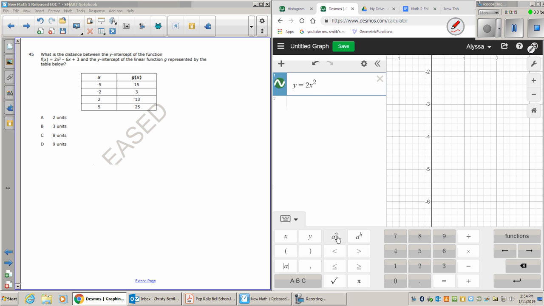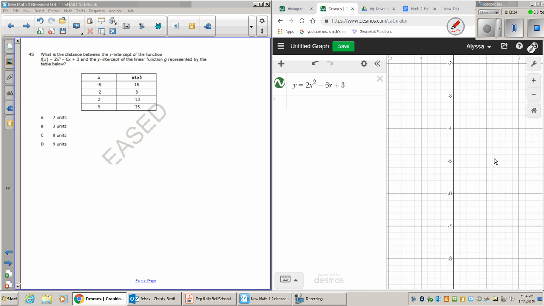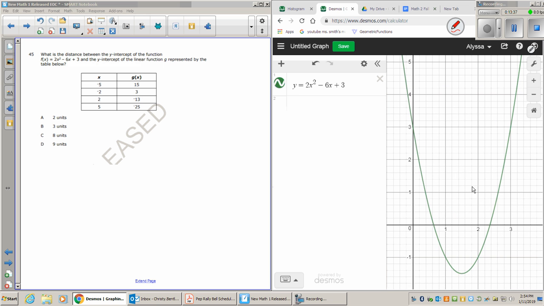And then, let's see, minus 6x plus 3. Whoops, I didn't hit plus. Okay, so you should actually be able to determine the y-intercept of this function. I'm going the wrong direction. Here we go. You should be able to determine the y-intercept of the function just from looking at the equation. Remember, the c value, that plus 3, is also your y-intercept, but you can see the graph. We do have the y-intercept at positive 3. So the quadratic equation's y-intercept is at positive 3.